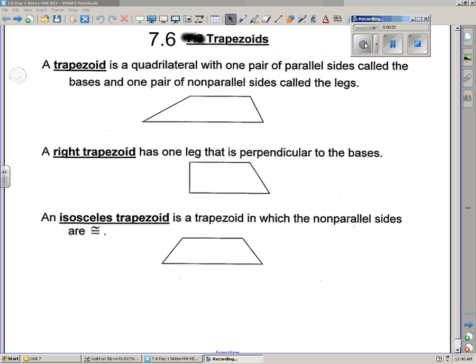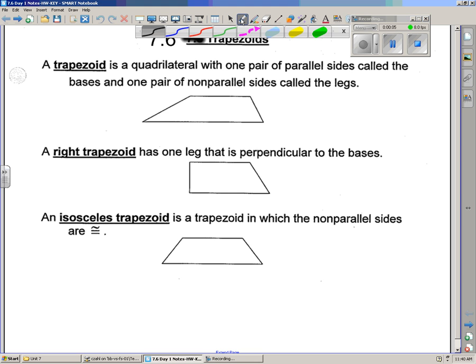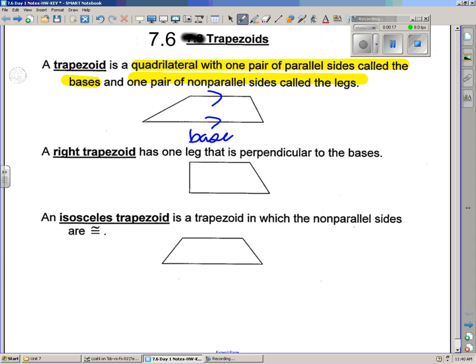Okay, so today's lesson is on trapezoids. A trapezoid is a quadrilateral that has one pair of parallel sides, and those parallel sides are called the bases. It's got one pair of non-parallel sides, which are called the legs. So the parallel sides here, these guys are the bases, and then the legs are the non-parallel sides.